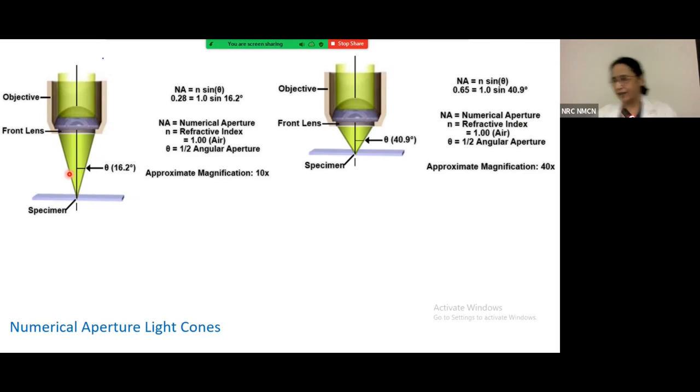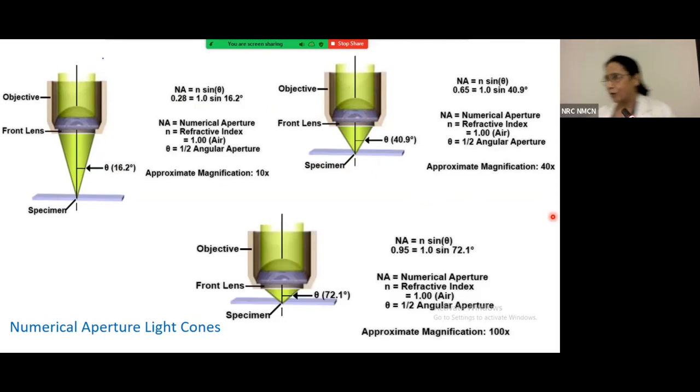When you increase the magnification, like when you go to approximately 40x, this light cone becomes wider and shorter because this angle is increased and it is capturing a lot more light in comparison to this. Then on further increasing the magnification, like the oil or 100x lens, you see this aperture cone, the light cone, is further reduced in length and it has become quite wide.